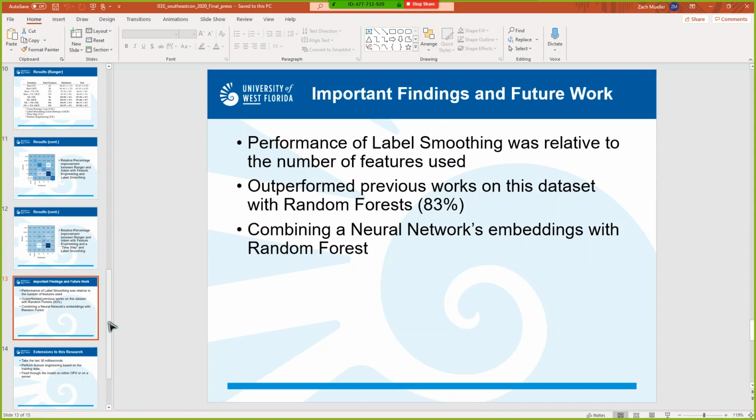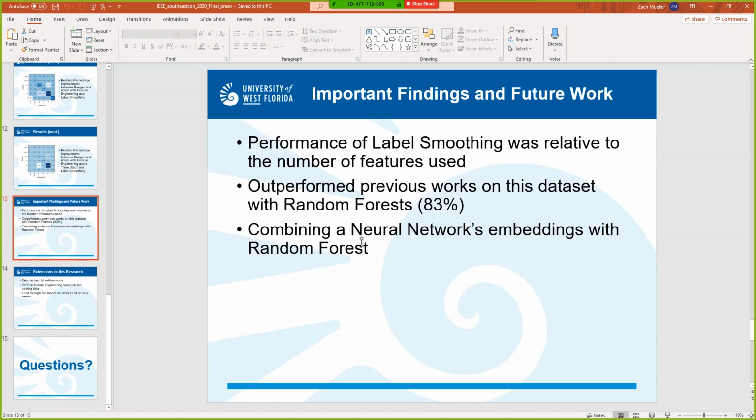A further idea of where to take this concept would be to take the trained embeddings that the neural network has had and combine them with the random forest algorithm and see if that can possibly improve the results, because random forest is a lighter weight algorithm. If we can combine the two together, then it's an even faster model, especially when we're trying to deploy this on something like an Apple Watch.